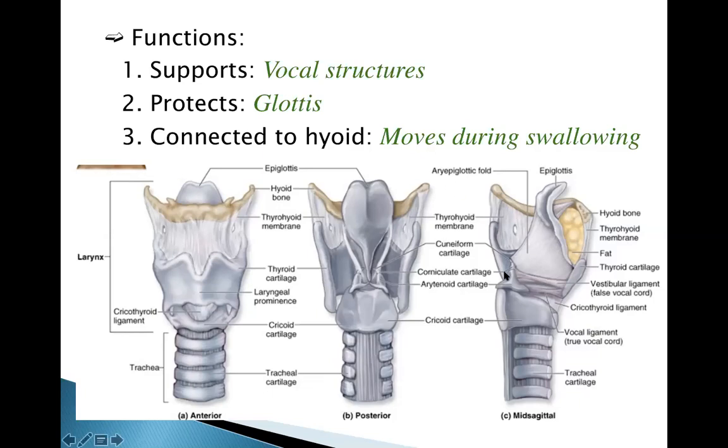All right, so this is a view here. So this is the thyroid cartilage right there, and we can see the connection here to the thyroid cartilage for the true and the false vocal folds, okay?